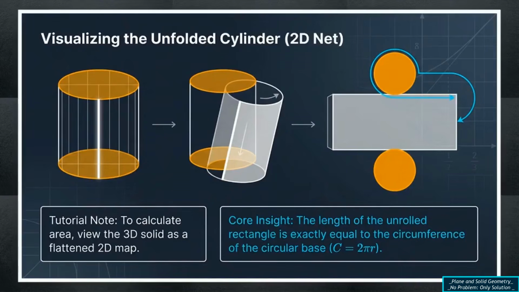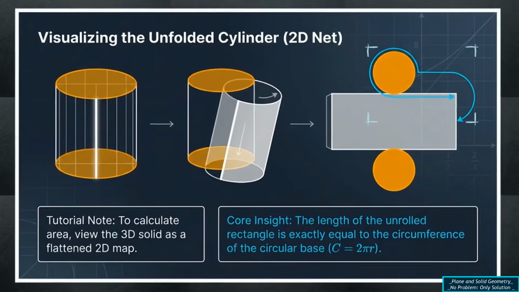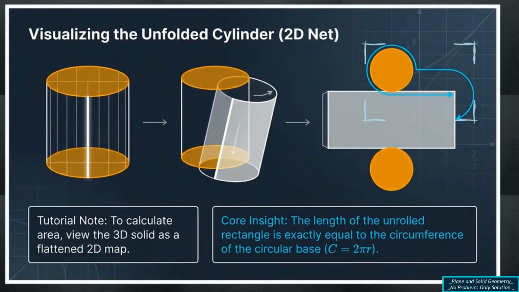This sequence shows the cylinder unrolling into a flat rectangle and 2 circles, revealing its construction. The flattened rectangle's length wraps exactly around the circular base. Thus, the rectangle's length equals the circle's circumference, or 2 pi r.